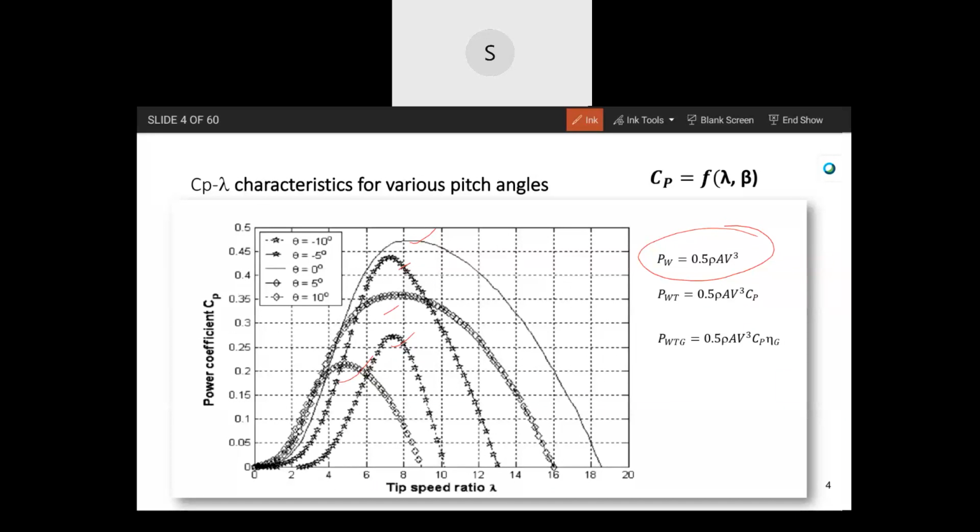This, when you multiply by the power coefficient, you get the power output of the wind turbine. And again, if it is coupled with an electrical generator, then you have to consider the efficiency of the generator, eta G. Finally, we get this expression, power output for a particular wind speed V.